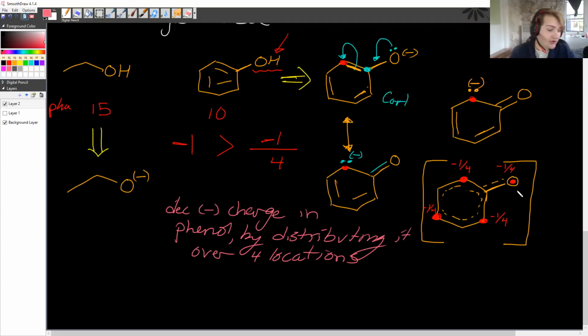And go back to our original rule. Decreasing negative charge means a more stable base, which means a weaker conjugate base, which means a stronger acid. So when we look at the pKa differences between ethanol and phenol, we see that phenol is 10,000 times stronger purely because it has that resonance.